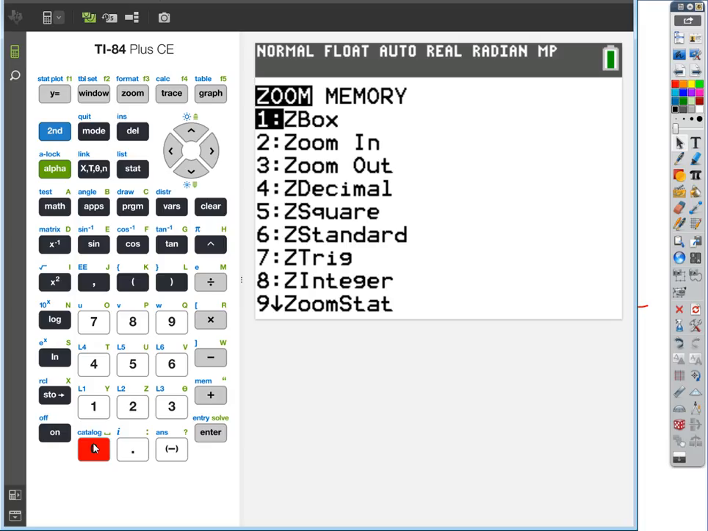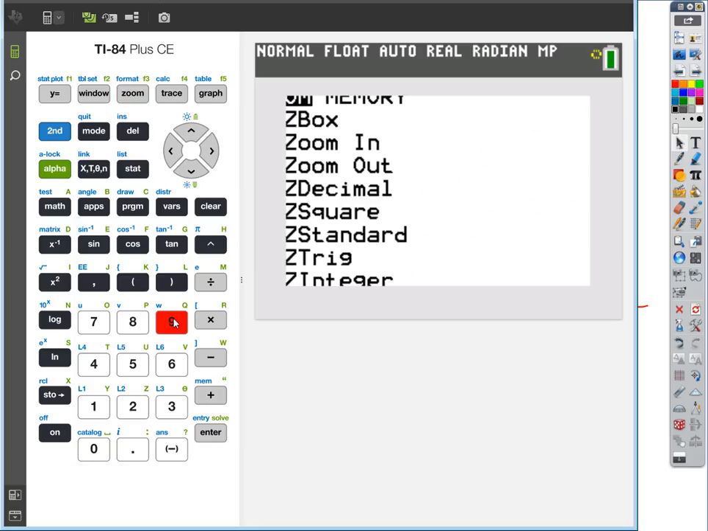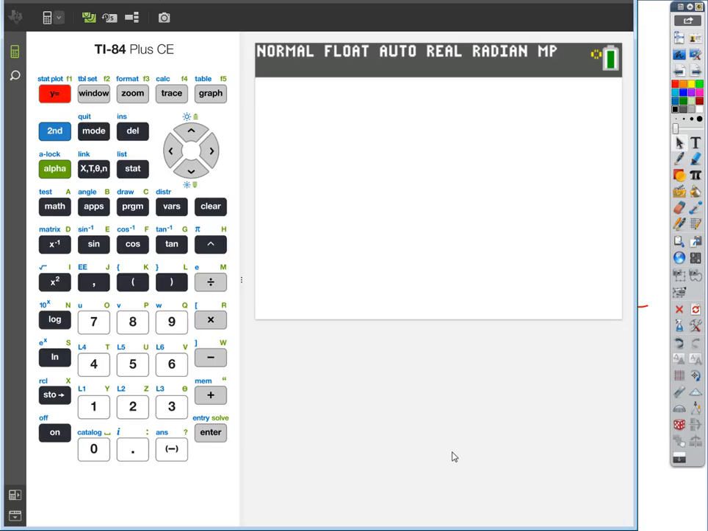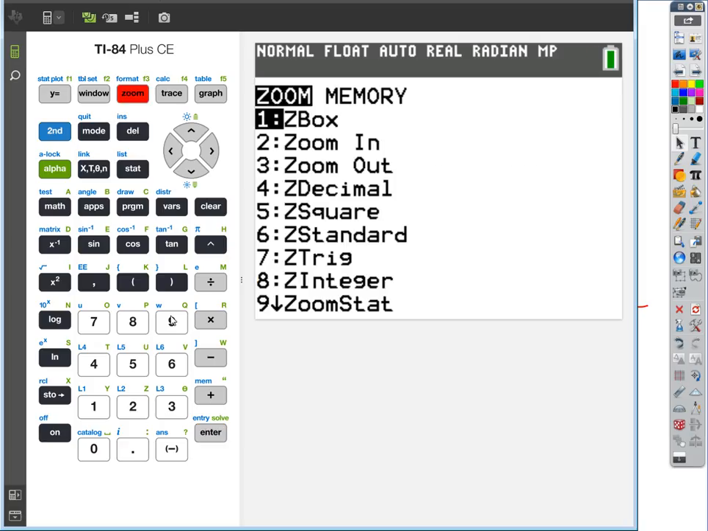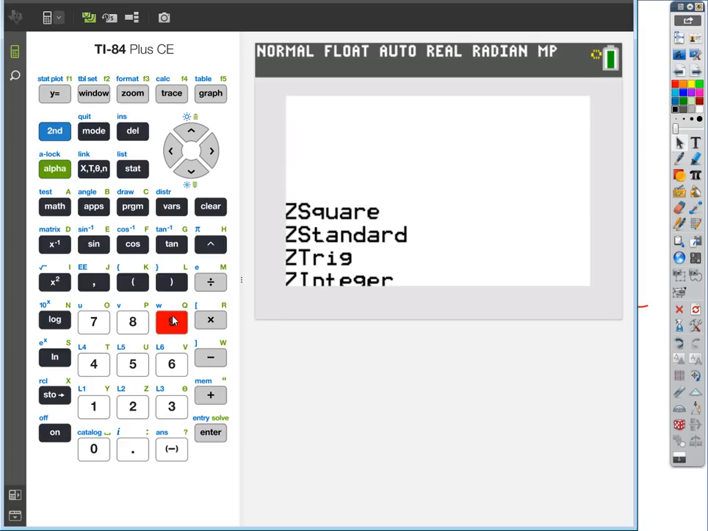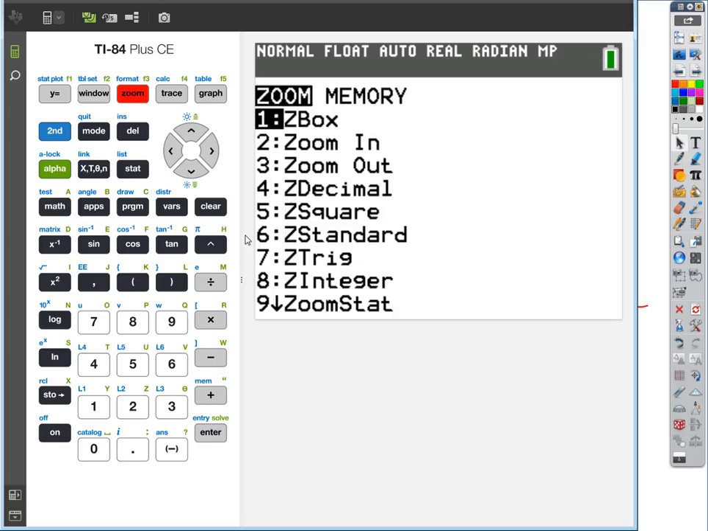The one we did yesterday when we're inputting stat data, I think I've actually got some in there from yesterday. So if I do zoom 9, then the window is going to focus on, I think, okay, why did it just do that? How come it didn't go to the stat plot? Because it's not on, exactly. So if I turn the stat plot on, and now I go zoom 9, now the calculator will use the information that's stored in the stat editor, L1 and L2, and it'll size the window based on that.